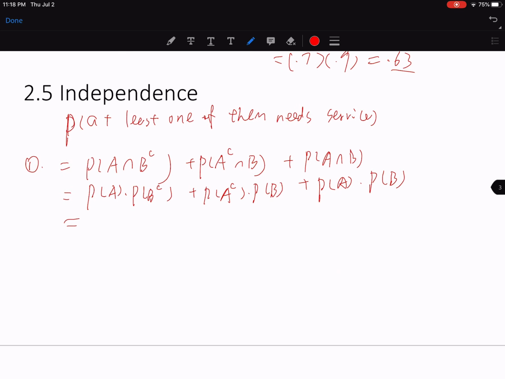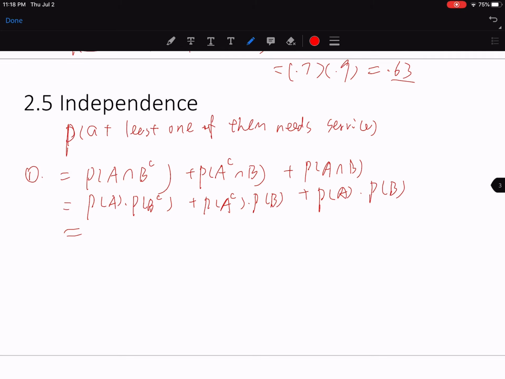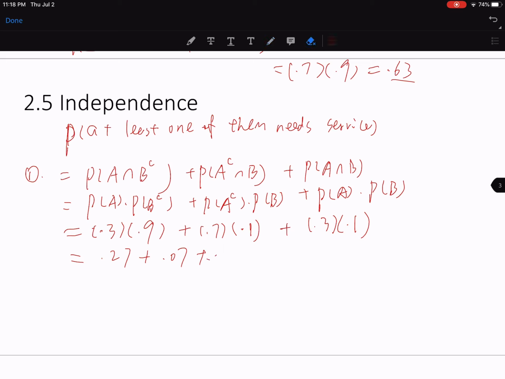And this is equal to the probability of A, which is 0.3, times the probability of B complement, which is 0.9, plus the probability of A complement, which is 0.7, times the probability of B, which is 0.1, and then plus the probability of A, which is of course 0.3, times 0.1. This is equal to 0.27 plus 0.07 plus 0.07, which is 0.37.